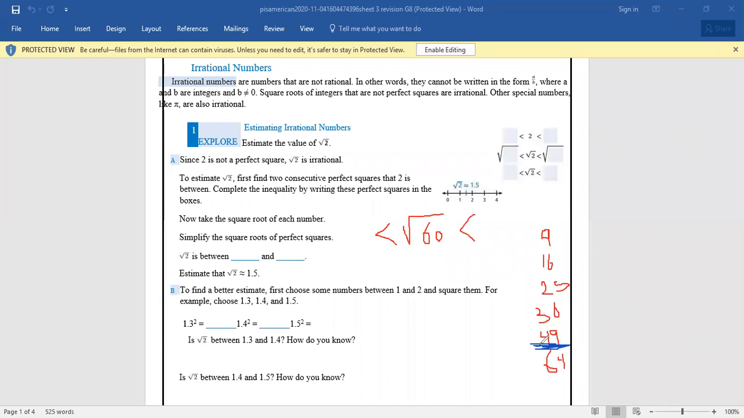Yes. Root 60, okay. Then pick up the number before it, which is 49, and the number after it is 64, right? So the number before it is 49 and the number after it is 64. We have to put a root, so we write root 49 and root 64.